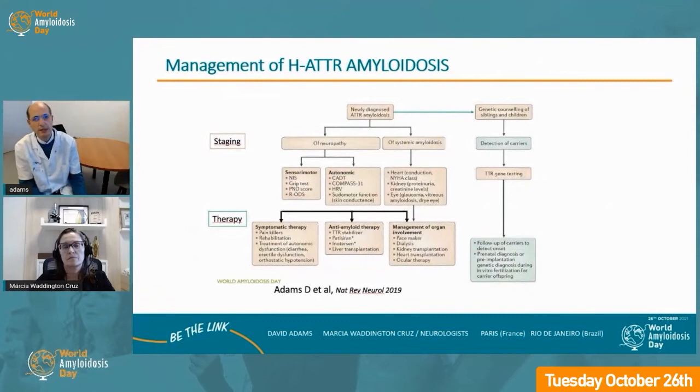Genetic counseling is very important for detection in the brothers and sisters and the children, with TTR gene testing to detect which ones are carriers of the mutation, and which are candidates to develop the disease in the next years.